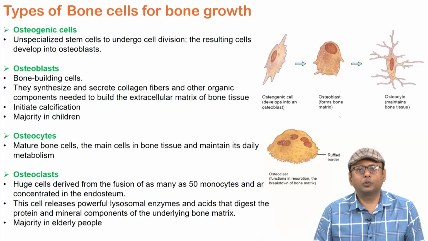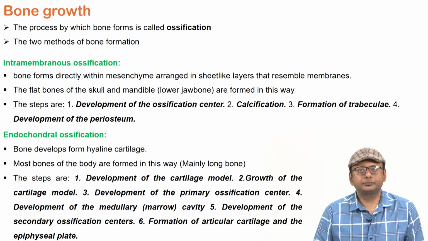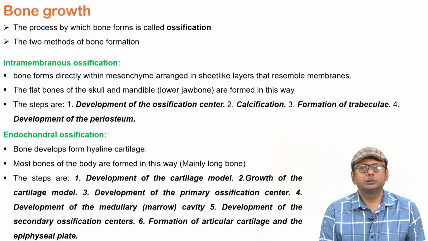So I hope you understood how the bone cells work in terms of building it and destroying the old grown cells. Then finally, bone growth. The process of how the bone grows is called ossification. Two types of mechanism are there. One is intramembranous ossification, which happens mostly in the early ages, where the steps are development of the ossification center, calcification, formation of the trabeculae, and development of the periosteum. The second mechanism is endochondral ossification, which happens mostly in the growing ages.